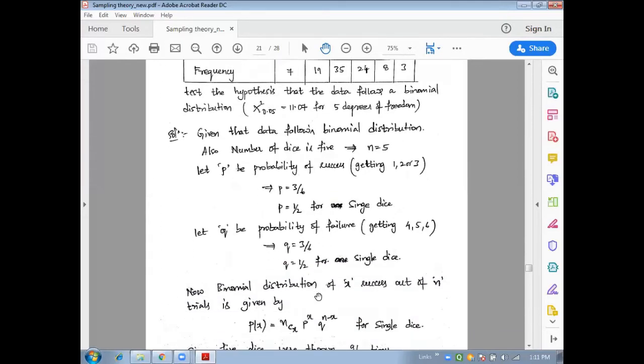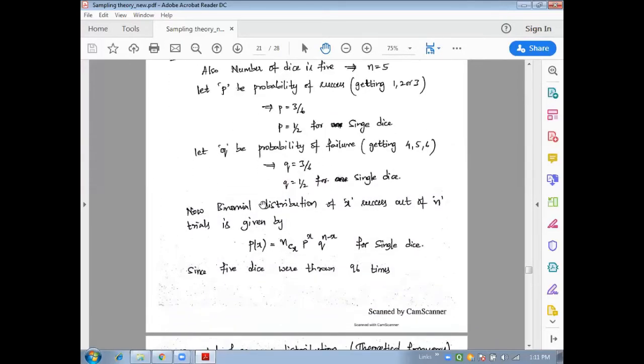Similarly, we have to identify the value of q. q is given by the probability of failure. We got p for the numbers 1, 2, 3, so the left out numbers we take are 4, 5 and 6. So again q is equal to 3 by 6, that is q is equal to 1 by 2 for the single dice. Now the binomial distribution of x successes out of n trials is given by P of x equal to nCx p to the power x q to the power n minus x for a single dice.